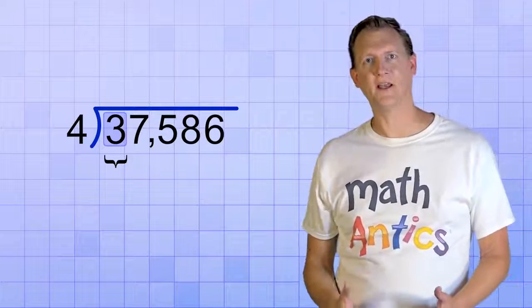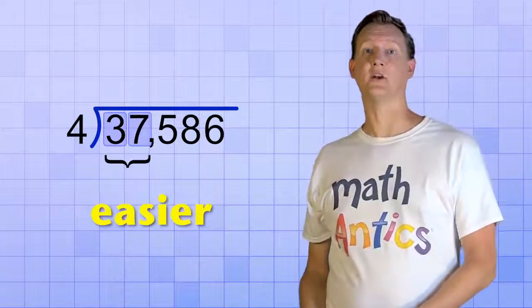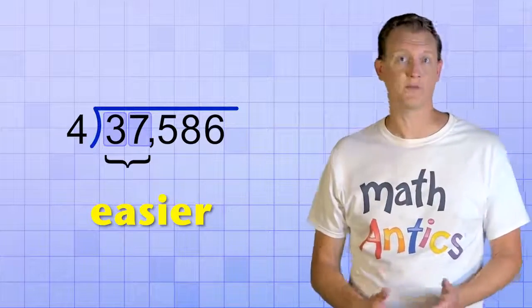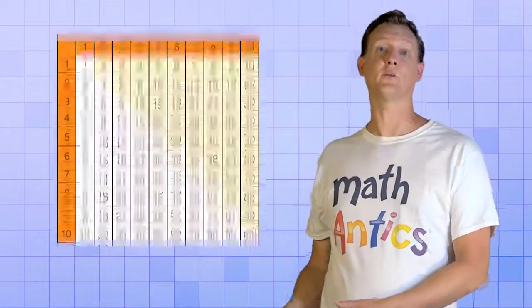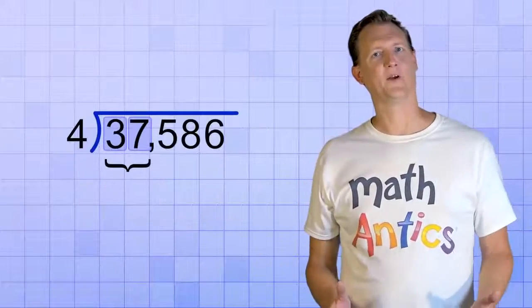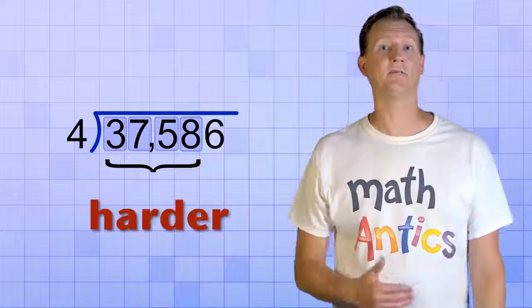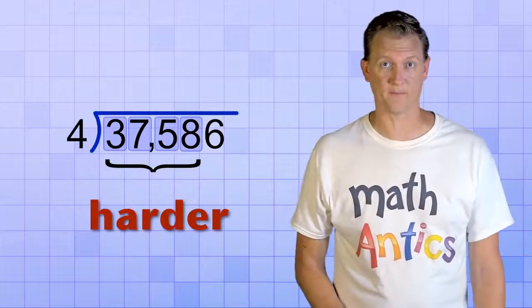If you only have to divide into 1 or 2 digits of the dividend at a time, it's much easier because all of the answers to those smaller division steps can be found on the multiplication table, which you have memorized, right? But when we have to go 3 or 4 digits at a time, it's a lot harder to figure out the answer of each step.